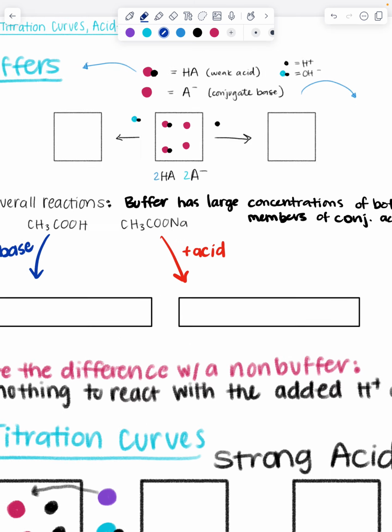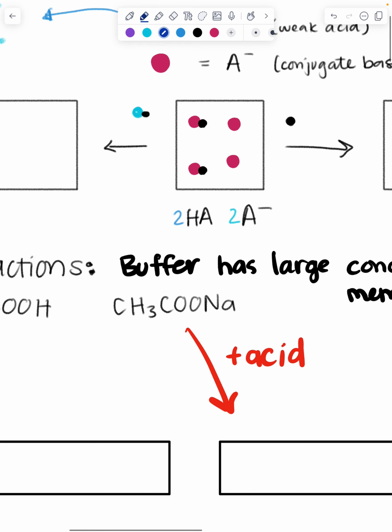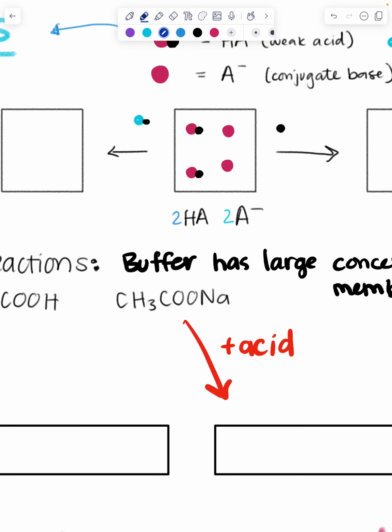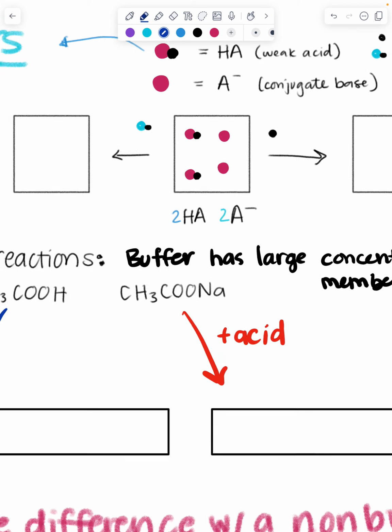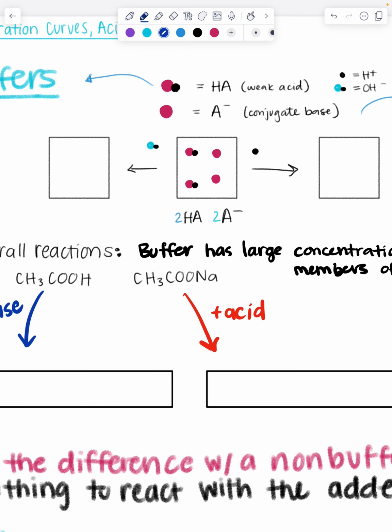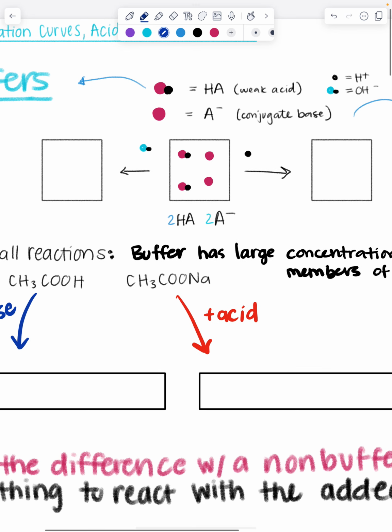So if we look at our diagram right here, we have two weak acids, HA, and two conjugate bases, A minus. The little black dot is H plus, and then the little blue and black dot are OH minus. Okay, so let's first look at what happens when I add the strong acid to the solution. So I'm adding H plus ions straight to the solution.